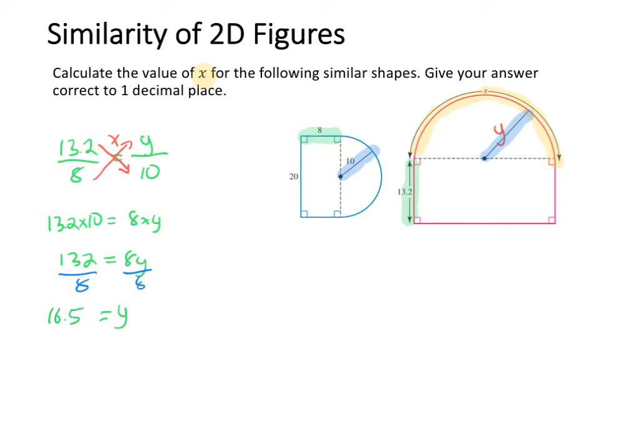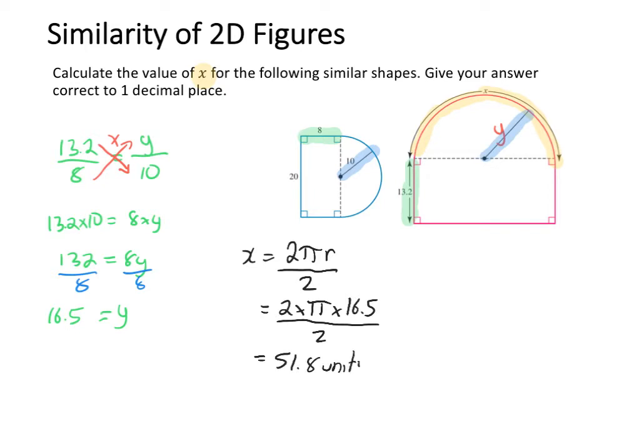So now that I know my y value, or the radius of my semicircle, is 16.5, I can proceed to calculate my x value. Now my x value is going to be the circumference of the semicircle, and the formula for the circumference of a circle is 2 times pi times radius, and because it's a semicircle, I can divide by 2. So substituting in my value, it's going to be 2 times pi times 16.5 divided by 2, which equals 51.8 units. So the value of x in my question is equal to 51.8 units.